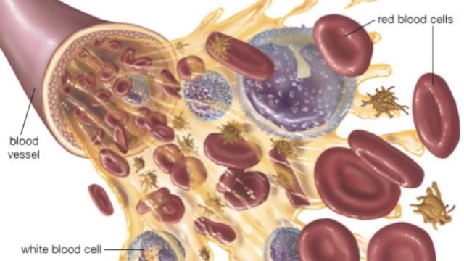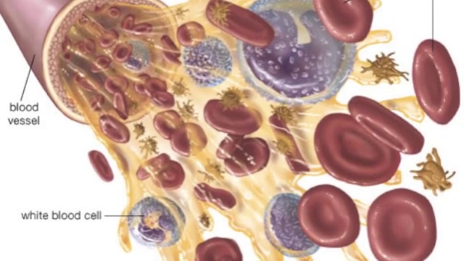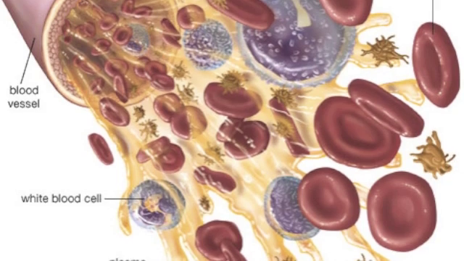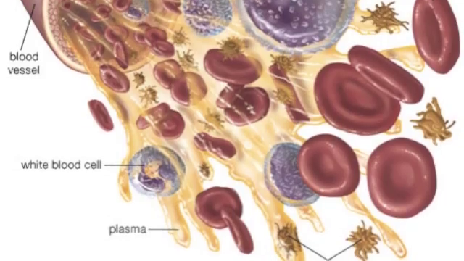So, this is what a blood vessel looks like. The red donut-shaped things are the red blood cells. The purplish spherical things are the white blood cells. The yellow liquid is the plasma, and the spiky brown stuff are the platelets.